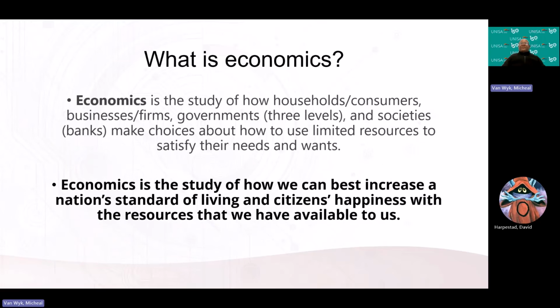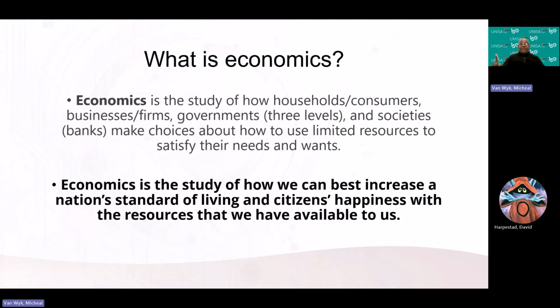So first of all, let's start off in grade 9 in EMS, or grade 8. You need to know what the economy is, right? The economy is about how goods and services are moved between these participants, these role players. For a very important definition: economics is the study of how households, consumers, business and firms, governments, there are three levels, and society, including banks, make choices as to how to utilize limited resources.